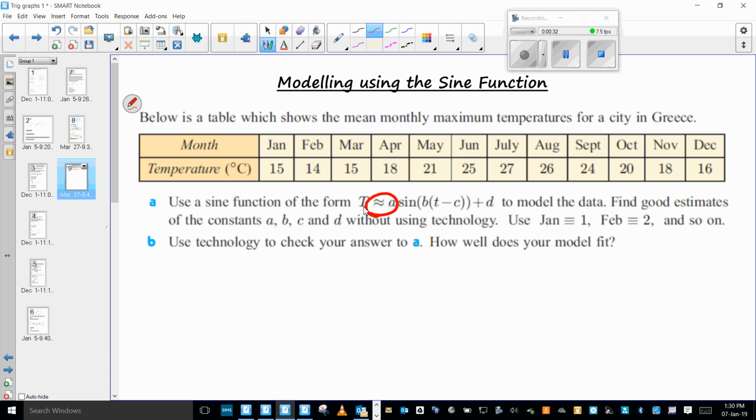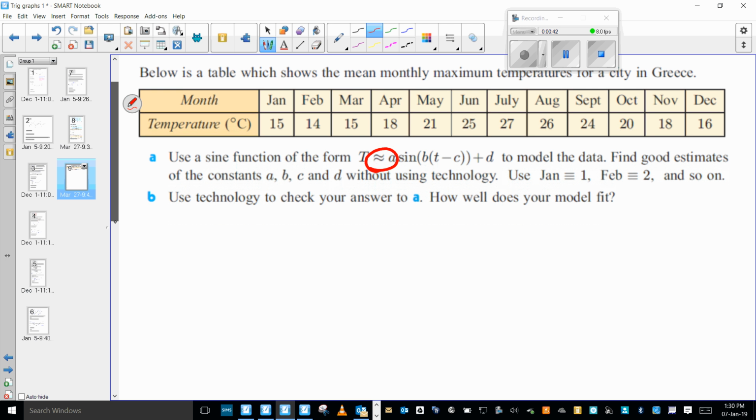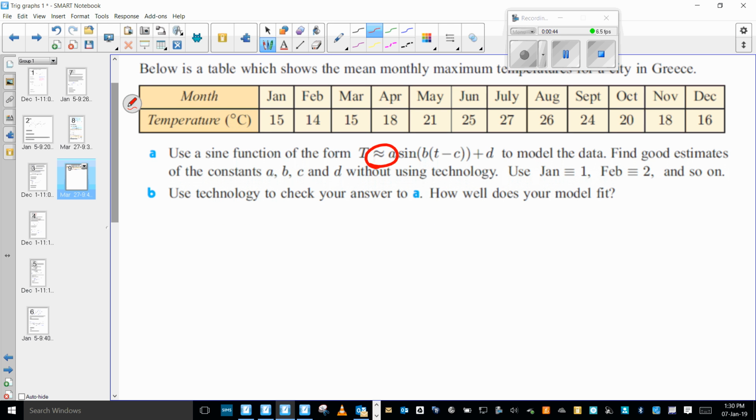Right. I would suggest the first thing we probably want to do here is to draw this graph. Now, I know you've just got blank paper in front of you. Let's do the best we can.